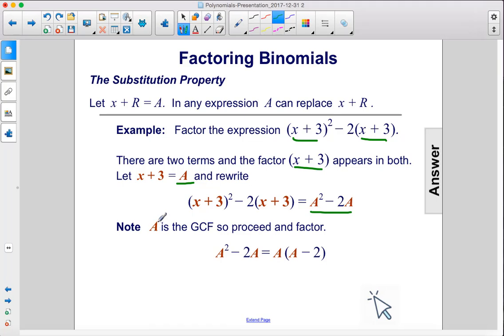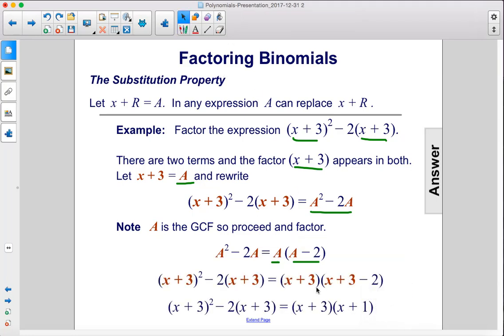So we have that a is the greatest common factor here. See, a is the greatest common factor for this entire expression, so we can take a out. Then we are left with a minus 2 in here, which you can solve just using the methods we've been doing. And once you have this set up with the greatest common factor and whatever's left over, we can just plug x plus 3 back into the equation.